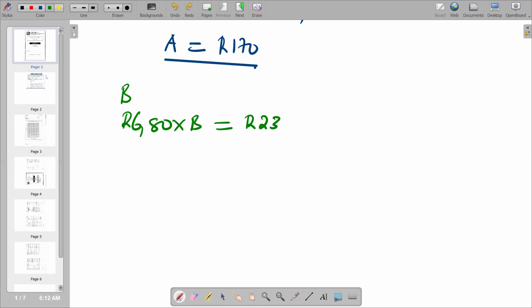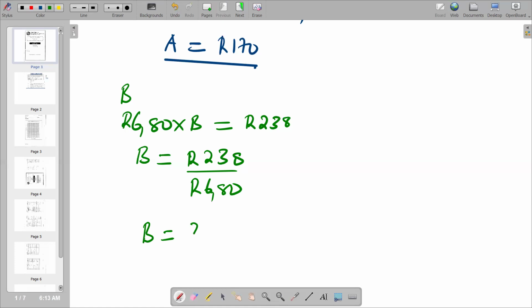Now to calculate your B, you make B the subject of the formula, where B is equal to 238 divided by 6 rand 80 cents. We divide by 6.80 on both sides, so B is equal to 238 divided by 6.80, and if you divide correctly, B becomes 35. So basically, this is what we have for the calculation of B.